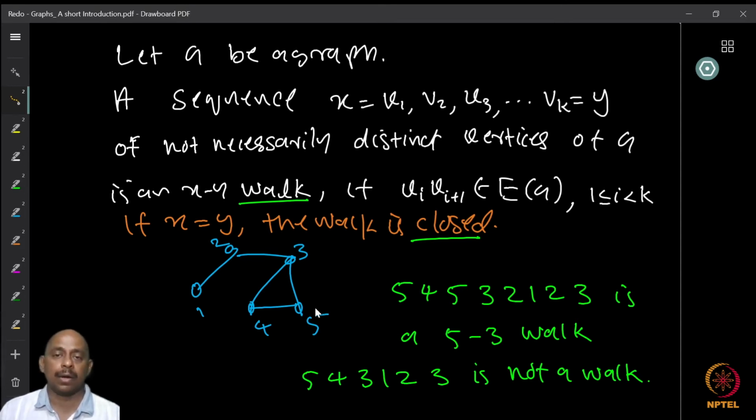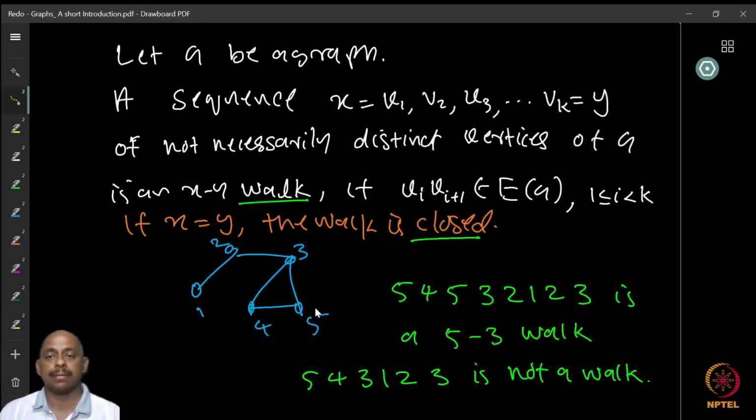So a walk is basically a sequence of vertices, or sometimes it is defined as a sequence of vertices and edges, such that consecutive vertices always form an edge, right? So if you have v1, v2, v3 to vk, some labels of the vertices which form a walk in the graph, then v1 to v2 is an edge, v2 to v3 is an edge, v3 to v4 is an edge, etc.